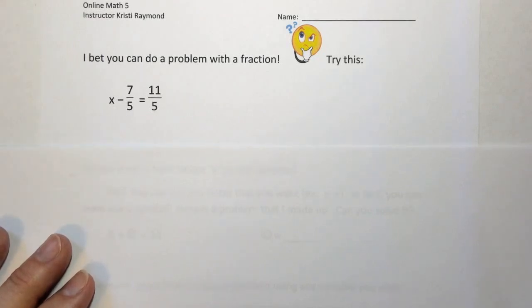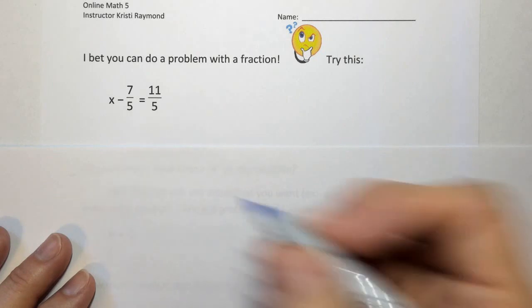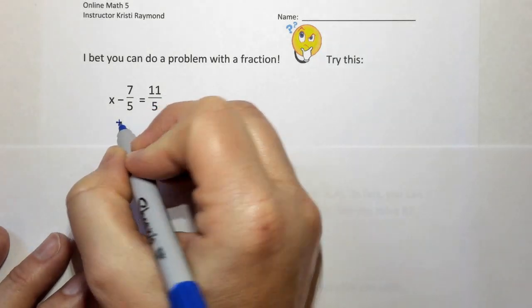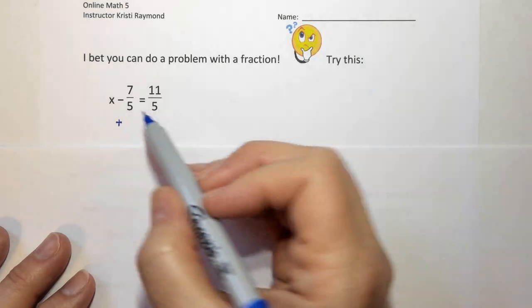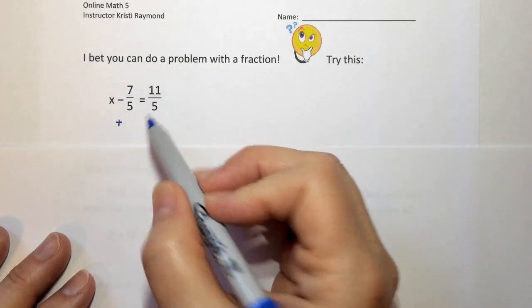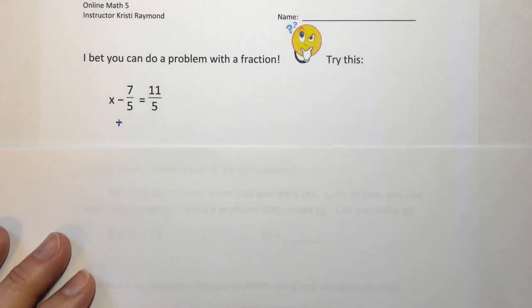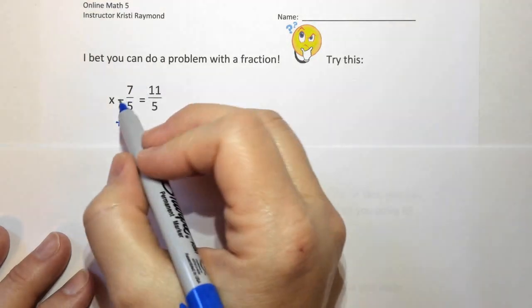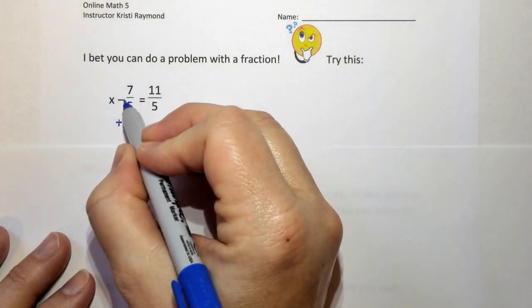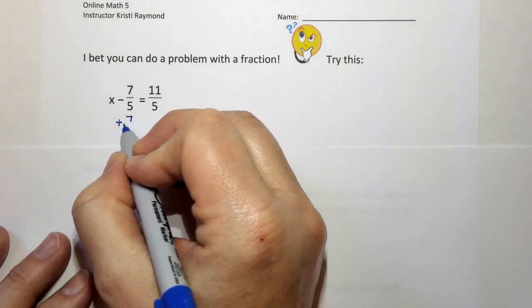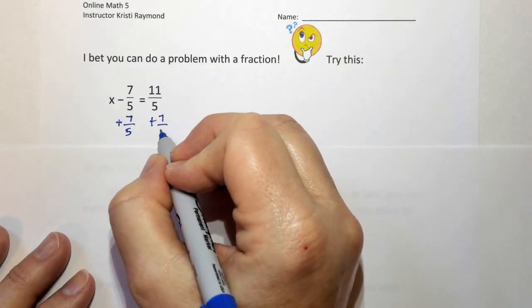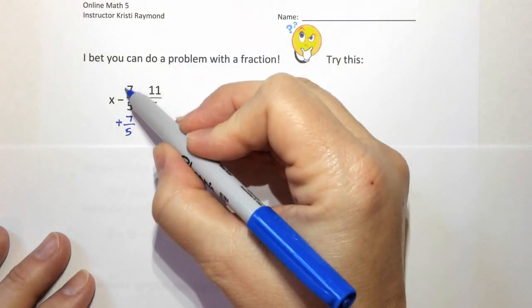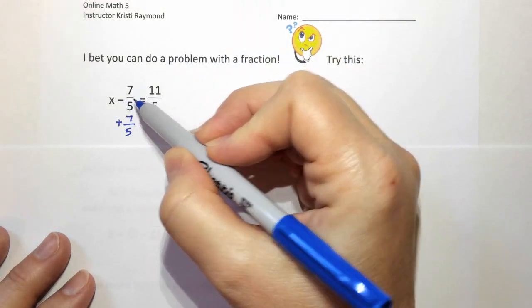Take the opposite. Remember, addition and subtraction are paired up together, so just add. That's the opposite operation of subtraction. But what do I add? I could pick 7, 5, 11, or 5, or pick the whole fraction. Well, if the goal is to keep x by itself, then you're going to need to pick this whole fraction here. You're going to add 7/5 to each side.